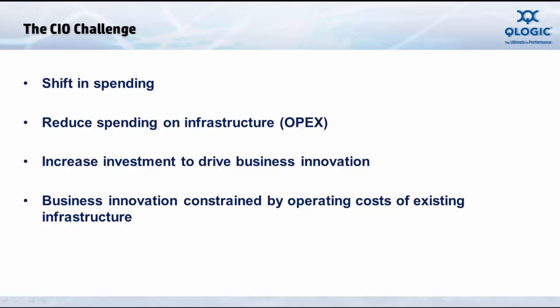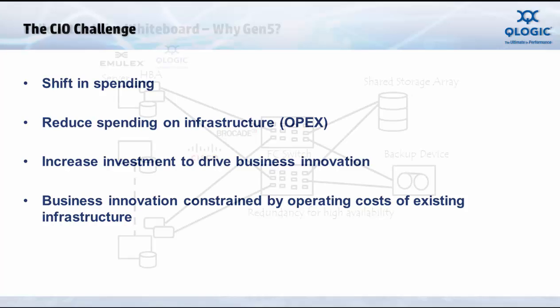But the desire to drive business innovation is constrained by the operating costs associated with managing their existing infrastructure. The IT architecture of the existing data center needs to be updated in order to enable the transformation process to begin. In this video, we're going to examine the Fibre Channel SAN infrastructure in today's modern data center and look at how Gen5 Fibre Channel can help address the challenge of transformation for the CIO.